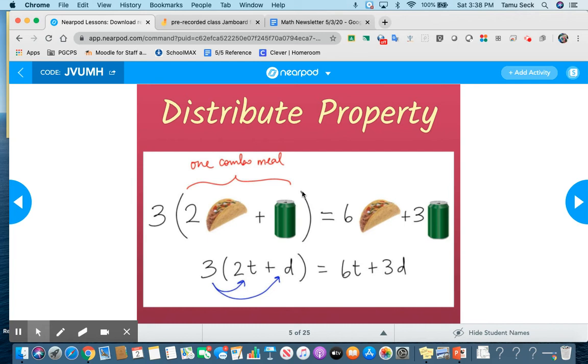Let's review distributive property using a real-world example. So let's talk about a combo meal. This combo meal is 2 tacos and a drink. So what this is saying, this 3 is outside the parentheses. This is saying there are 3 sets of 2 tacos and a drink. So if there are 3 sets of 2 tacos and a drink, there's 6 tacos and 3 drinks.